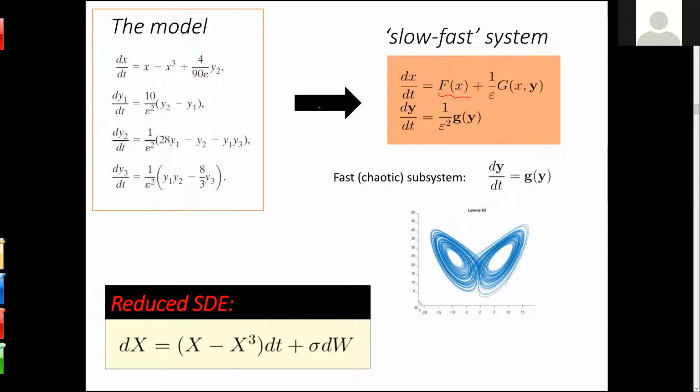Okay, why are they called slow and fast? Because of the small parameter epsilon. So epsilon controls the time scale separation of the system. The smaller the epsilon, the larger the time scale separation.